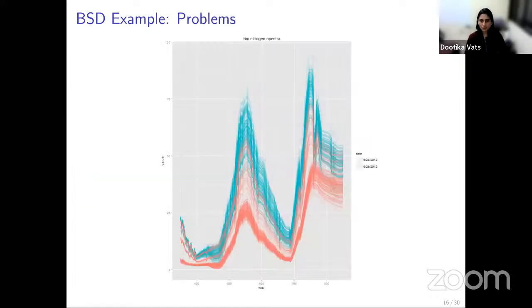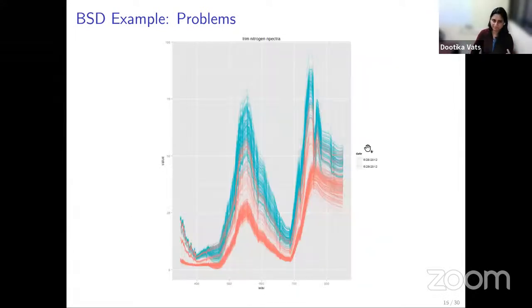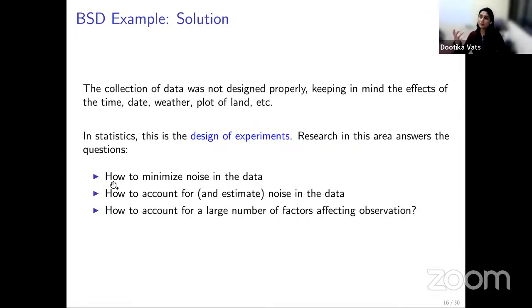Right? If I go back to this, for this variety of barley, I should see the same measurement at wavelength 800. I shouldn't see these four different measurements. Okay? So I want to design the experiment in such a way that this variation at 800 is small, right? And at 550, this variation is small. I want to design the experiment in such a way, right? How do I do that? That's what a research question in this is.